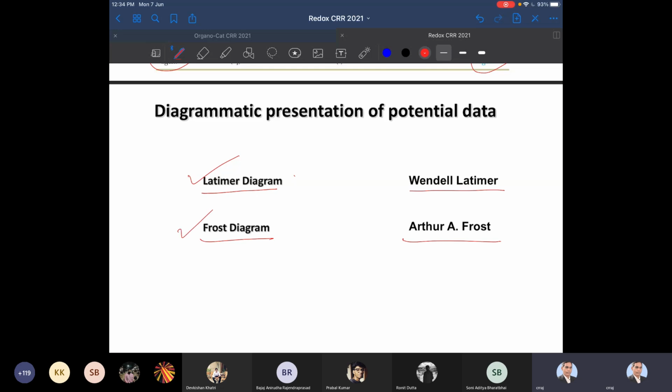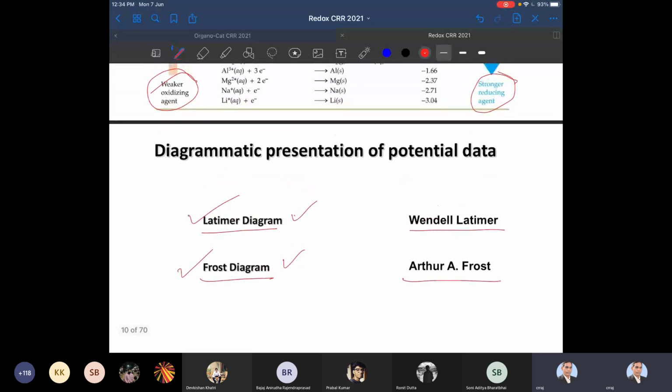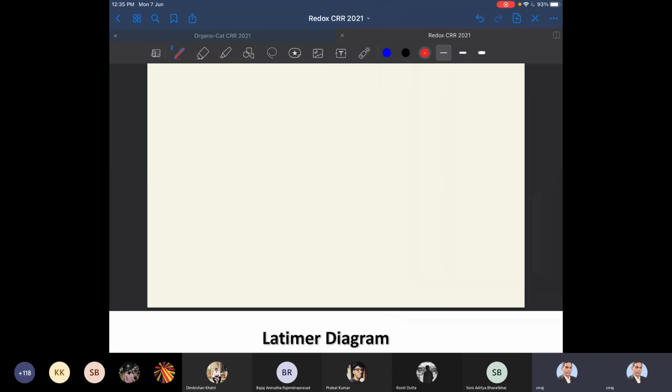One diagram you should have already studied is the Ellingham diagram. I hope you can recall it; your class 12 syllabus has the Ellingham diagram. Another one is the Pourbaix diagram, which we will not go into. So we'll stick to these two diagrams, the Latimer diagram and the Frost diagram. One by one we'll learn. Today I will explain the Latimer diagram, followed by the Frost diagram in the next class.